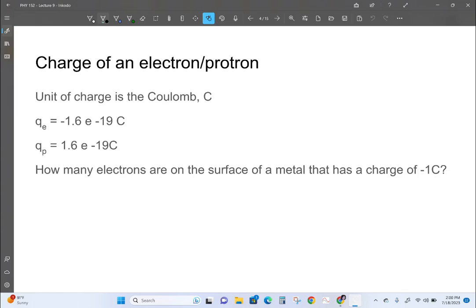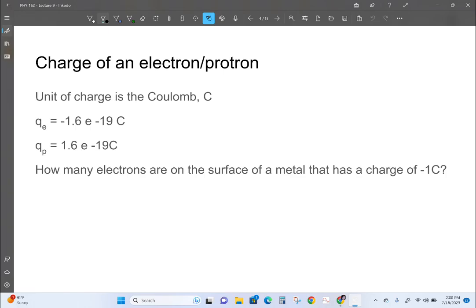That base unit of charge is the charge of an electron, which is negative 1.6 e to the negative 19 coulombs. So coulomb is the unit of charge that we use. And protons have the exact same charge, but they're the opposite polarity. So they have a positive 1.6 e to the negative 19 coulombs of charge.